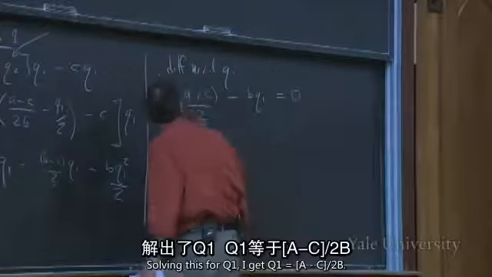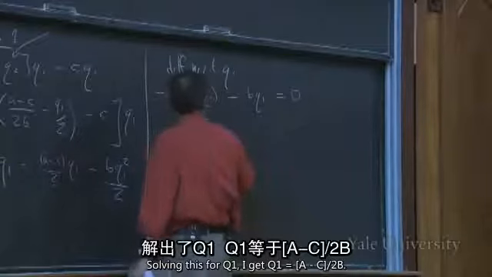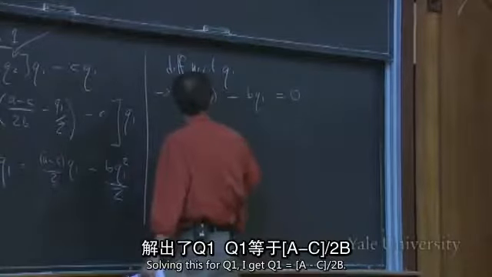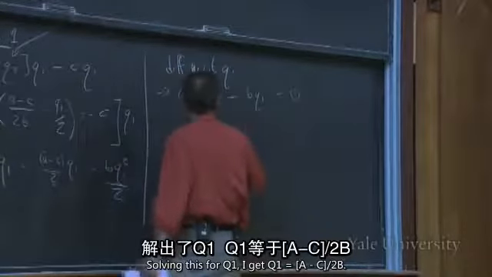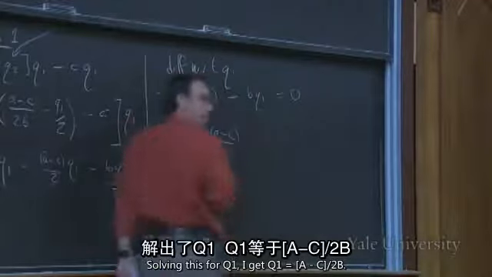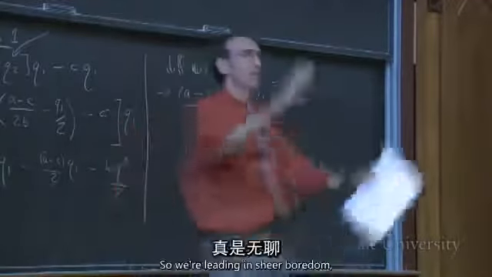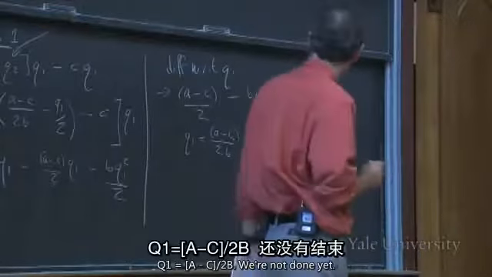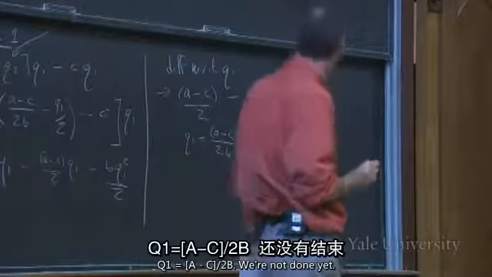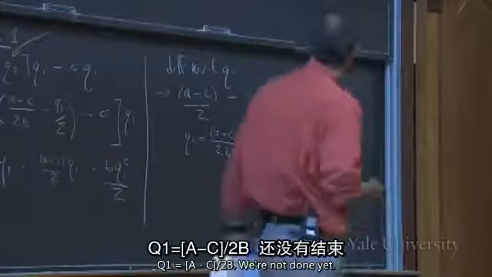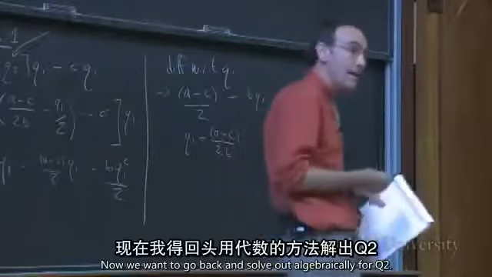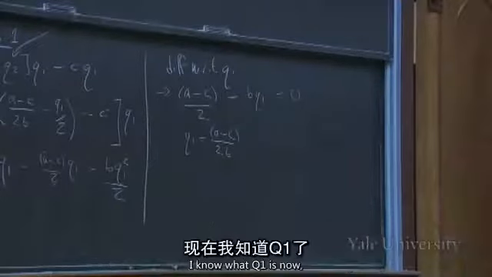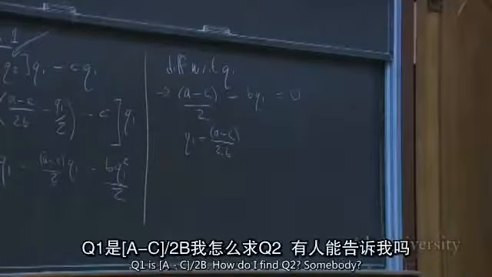Solving this for Q1, I get Q1 is equal to (A minus C) over 2B. All right, some people are leaving in sheer boredom. It has to be done occasionally. Q1 is (A minus C) over 2B. And we're not done yet. Now we want to go back and solve that algebraically for Q2. I know what Q1 is now. Q1 is (A minus C) over 2B.